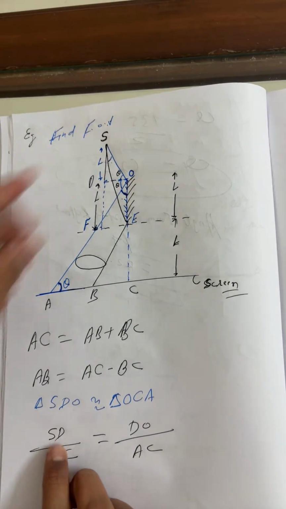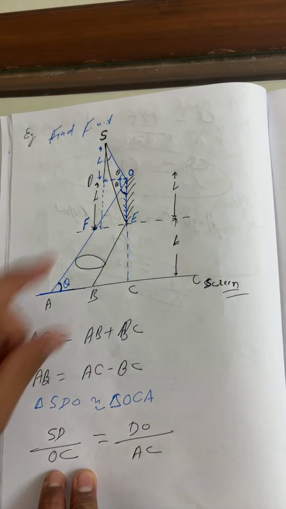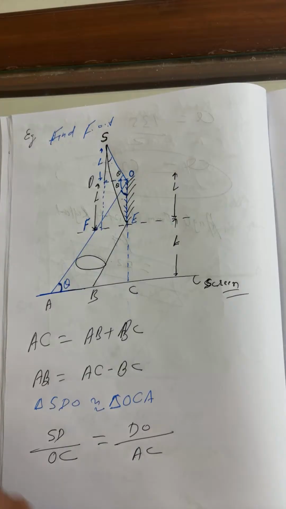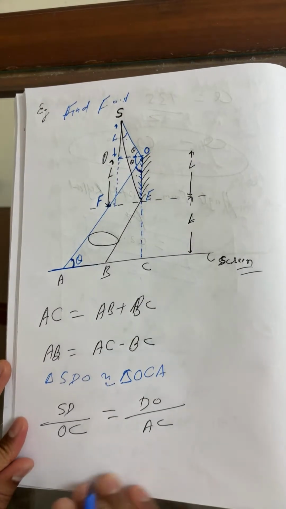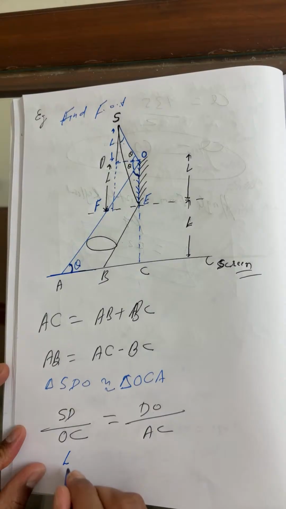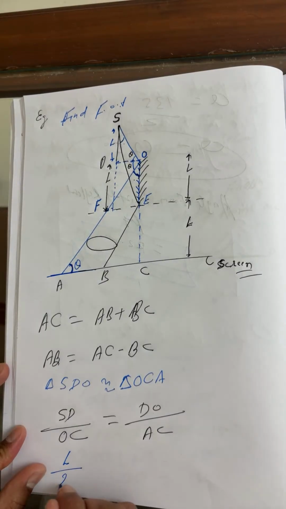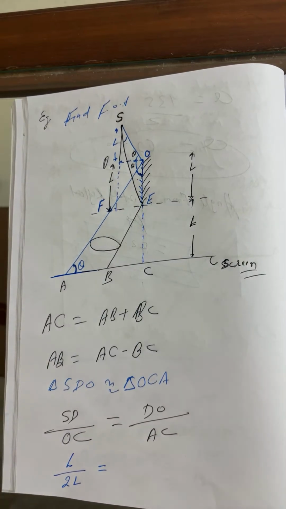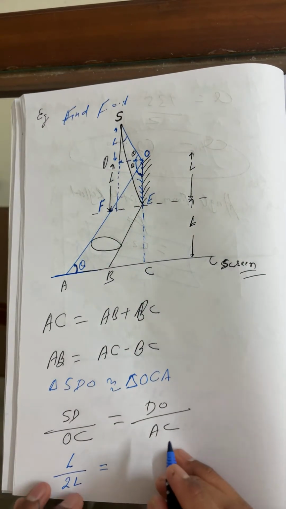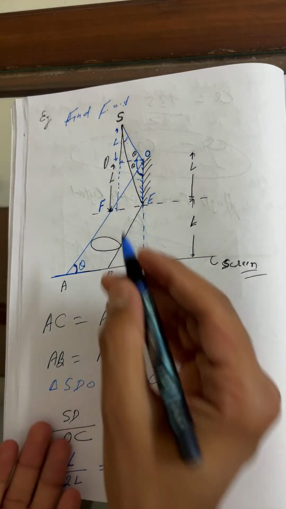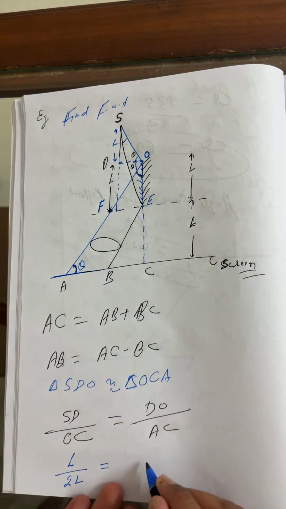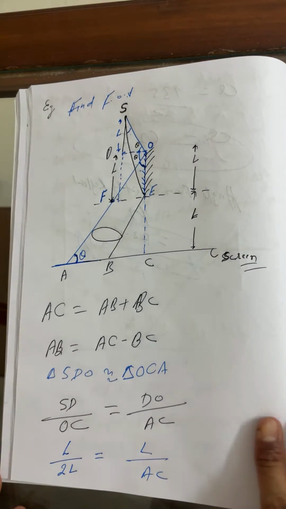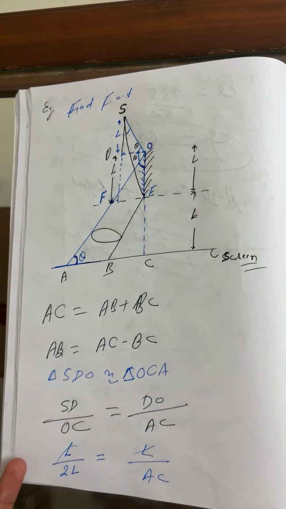SD is known to us. That is L. OC is 12. SD is L, and OC is 12, which is equal to OD upon AC. OD is equal to L only, mentioned here in the question itself. So this is L, and we will get AC from here. Here the L cancels.